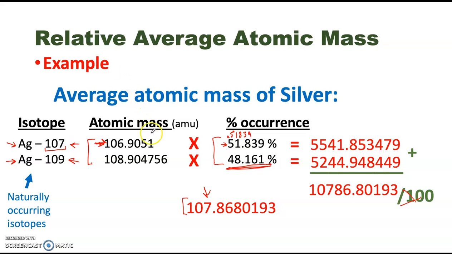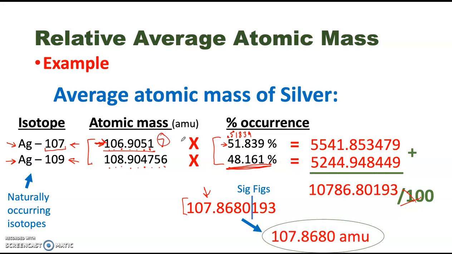The last step, if I count this number up here, it has 1, 2, 3, 4, 5, 6, 7 sig figs. And 1, 2, 3, 4, 5, 6, 7, 8, 9 for the bottom number. So I have to go by my lower number of sig figs. So I split it right there. I don't round up. And then I don't forget my units are AMU. So this would be my final answer.